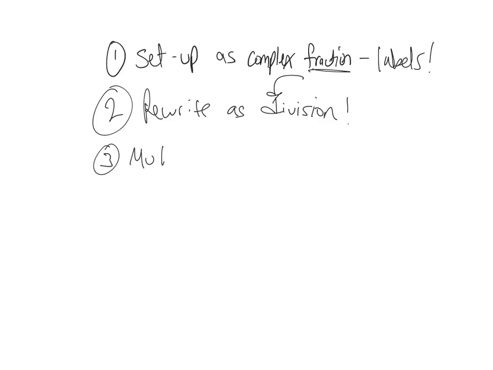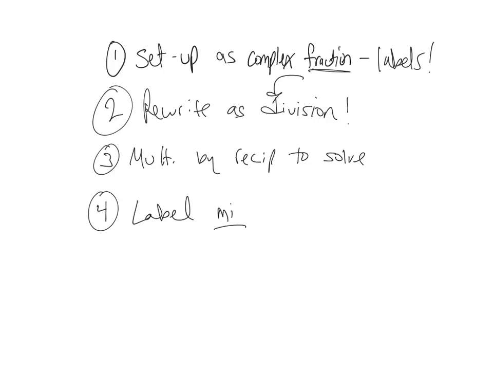Finally, you're going to multiply by the reciprocal to solve. And lastly, you're going to go back to how you set it up and label it so I can see that it's a unit rate. So label in miles per hour, or feet per second, or cranberry juice to orange juice, whatever it may be, okay? And the setup is what's really going to help you with finding that label.